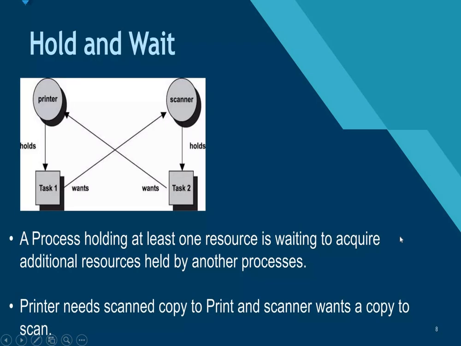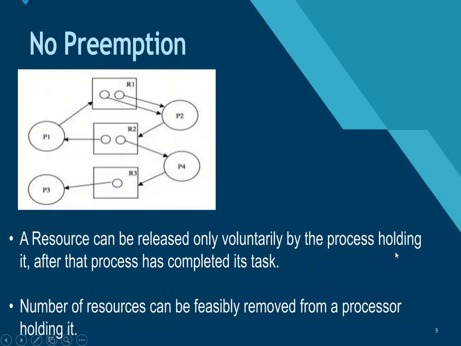Next condition is hold and wait. A process holding at least one resource is waiting to acquire additional resources held by other processes. This example shows a printer needs a scanned copy to print and the scanner wants a copy to scan. Hence, a process should wait for another process to release its resource. If this happens, deadlock will surely occur.